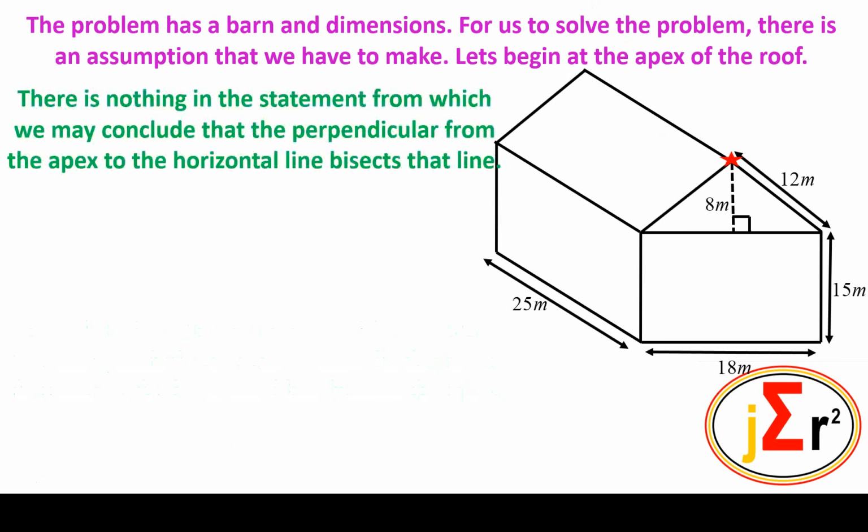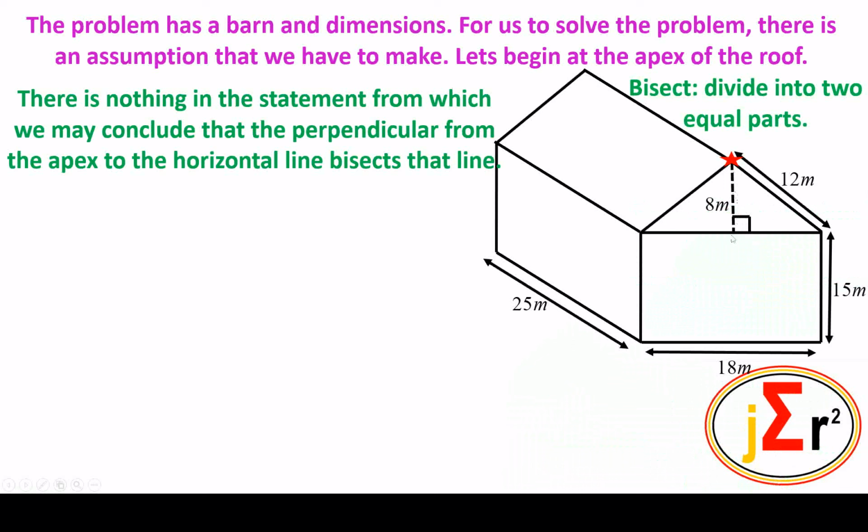Right there. There's nothing in the statement of the problem from which we may conclude that the perpendicular from the apex to the horizontal line bisects that line. Well, that's quite a mouthful, but there's nothing in the statement of the problem that states categorically, beyond the shadow of a reasonable doubt, that the line that goes from the apex to this horizontal line bisects this line. There's nothing in the statement of the problem. That's an assumption that we have to make.